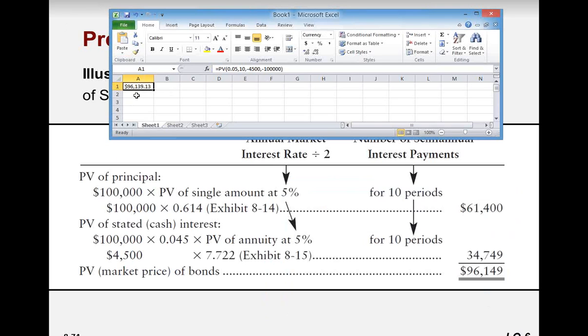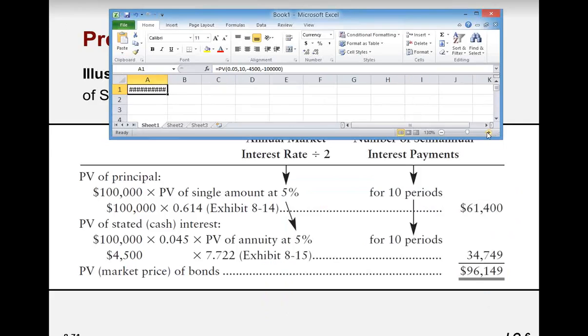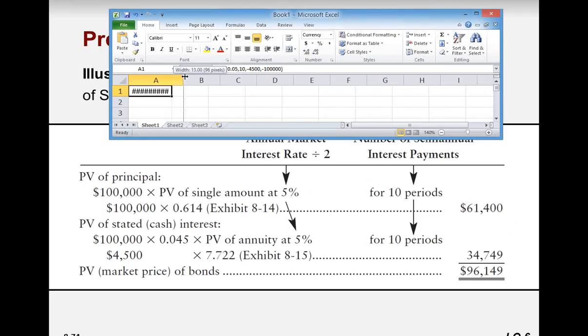And I got 96,139.13. Why did I get that when the tables gave me 96,149? Because Excel is more accurate. So what I was trying to point out to you here without actually saying it first is that you want to make sure that if your MyAccountingLab tells you to use the tables, that you use the tables. If it tells you to use Excel, you use Excel. Otherwise, you might be really, really confused.